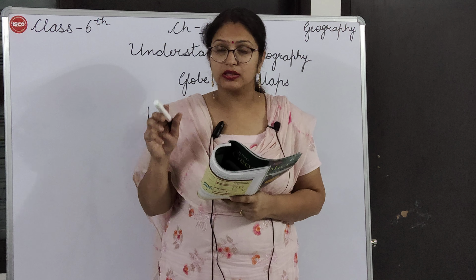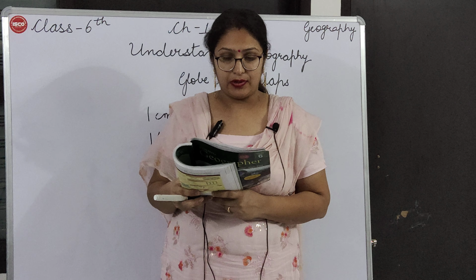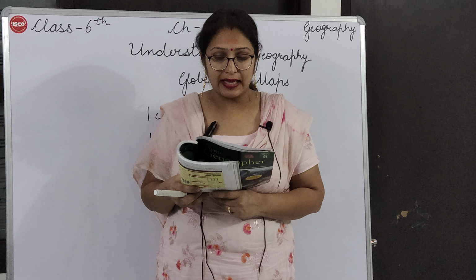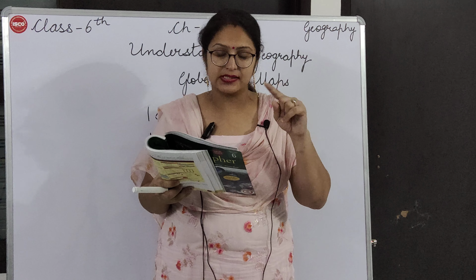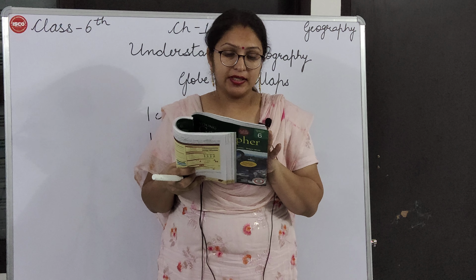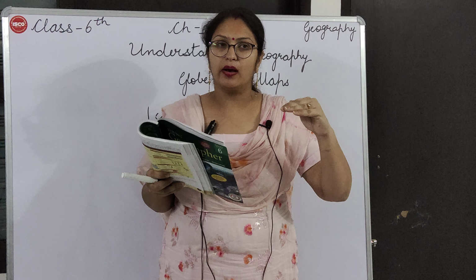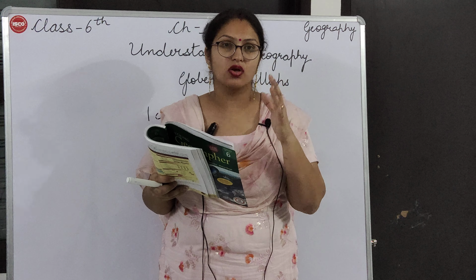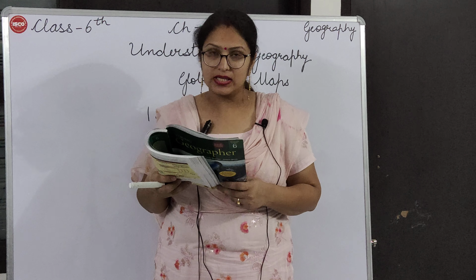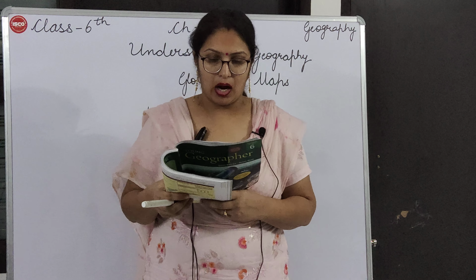The upper side depicts the distance on the map; it shows the length on the map, while the denominator, the lower side number, tells us the actual distance on the ground. For example, 1:10,000 means 1 centimeter on the map is equal to 10,000 centimeters on the ground.